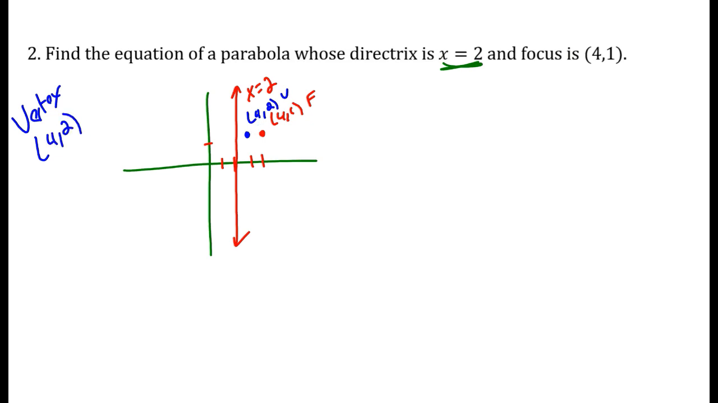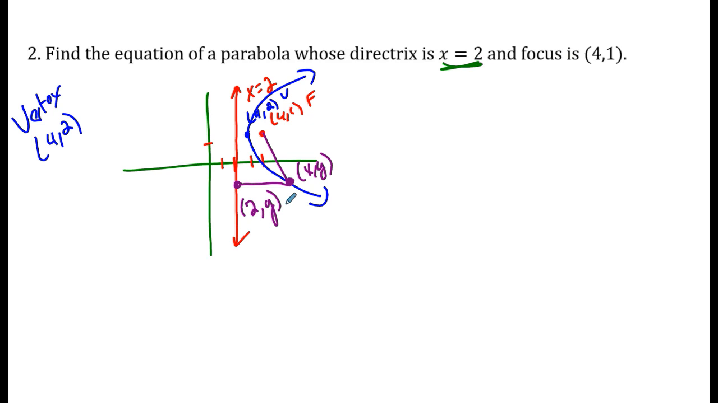Well, this parabola has to be opening towards the right, like so. And we play the same game. Pick your favorite point, call it x comma y. That distance has to be the same as that distance. Well, what point is that? Well, I know x equals 2. I don't know what the y value is.